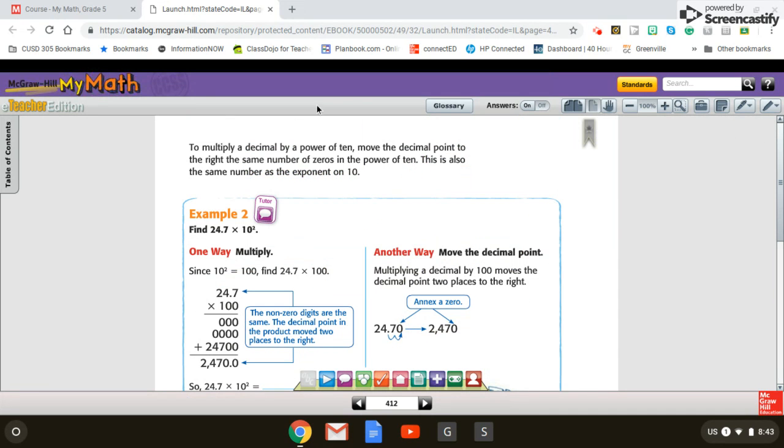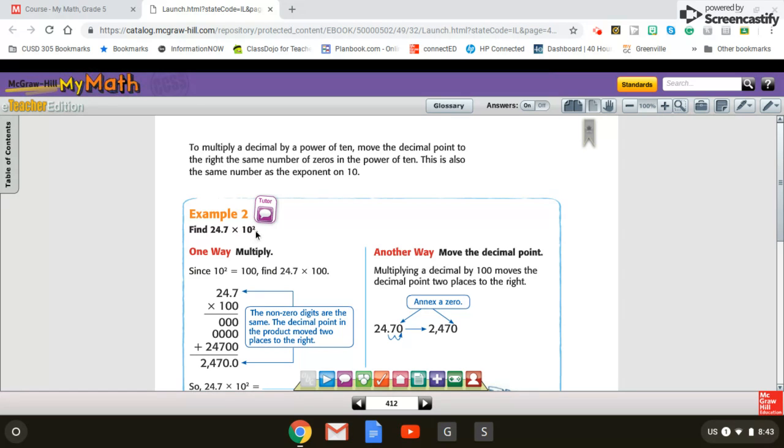To multiply a decimal by a power of 10, move the decimal point to the right the same number of places as there are zeros in the power of 10. This is also the same number as the exponent on 10. So right here, 24 and 7/10 times 10 squared. 10 squared is equal to 100 because there are 2 zeros.